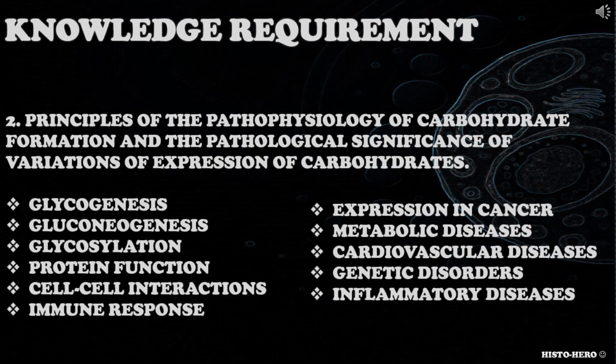The second knowledge requirement is for you to know the principles of the pathophysiology of carbohydrate formation and the pathological significance of variations of expression of carbohydrate. What are the principles of carbohydrate formation? Consider glycogenesis and gluconeogenesis. What is the role of carbohydrates in health? What is the pathological significance of variations of expression of carbohydrate? Consider glycosylation, protein function, cell-cell interaction, immune response.